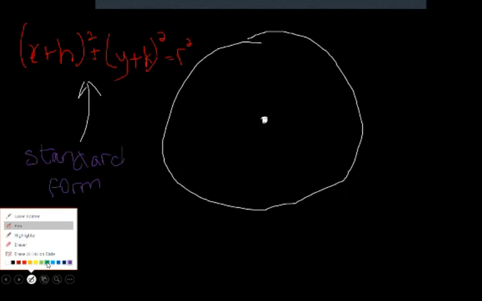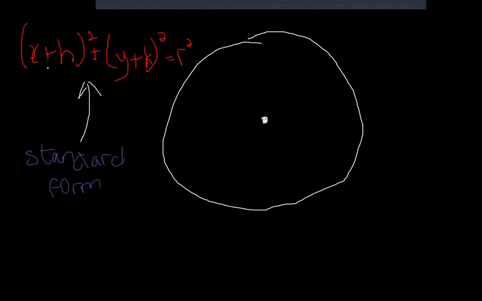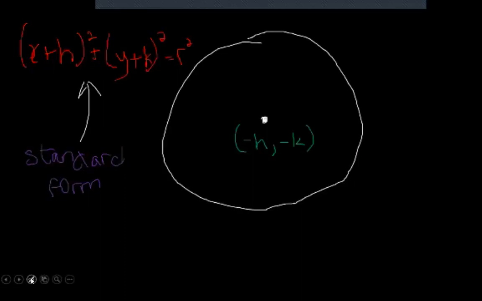We said when given this specific equation, the center has the coordinates minus h, minus k, and this would be our radius. So the radius is the distance from the center to the circumference of the circle. So this would be my radius r.